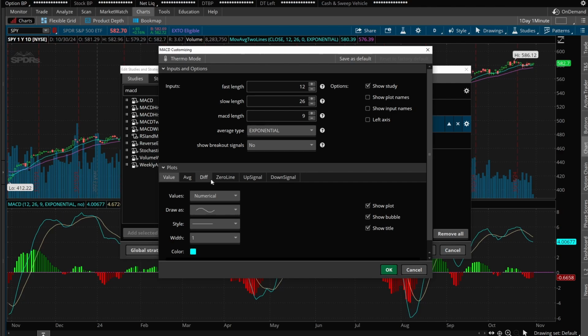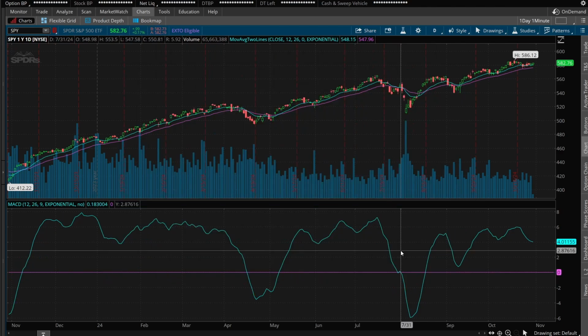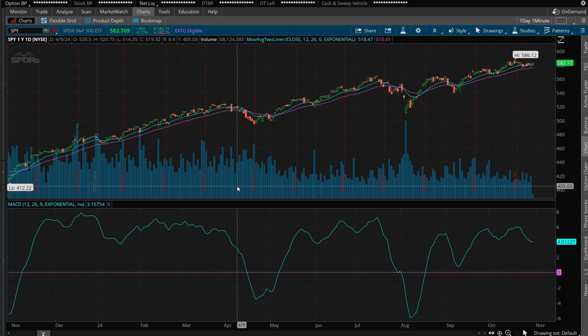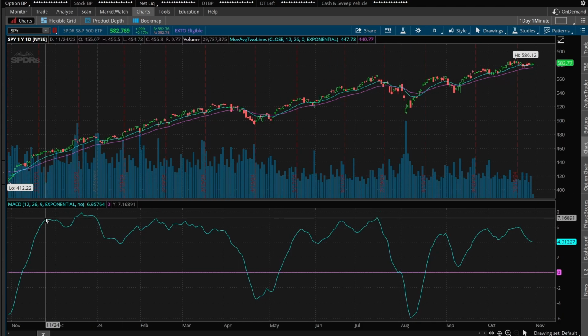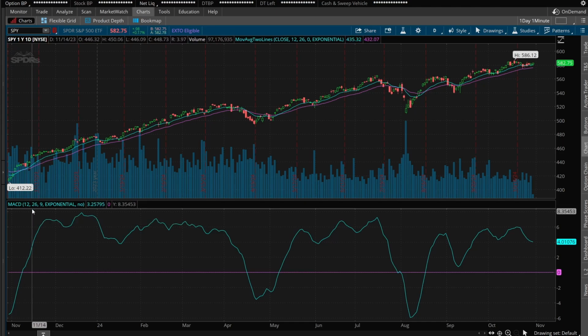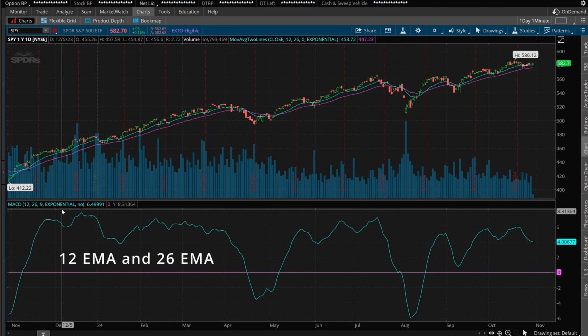What I'm going to do to make this easier to understand is turn a few things off just for a moment. So MACD stands for Moving Average Convergence Divergence. And what that means is this indicator is tracking the difference between two moving averages. And we'll notice right here we have 12, 26, and 9 listed for this indicator. So it is measuring the distance between these two moving averages, and they happen to be exponential moving averages as well.